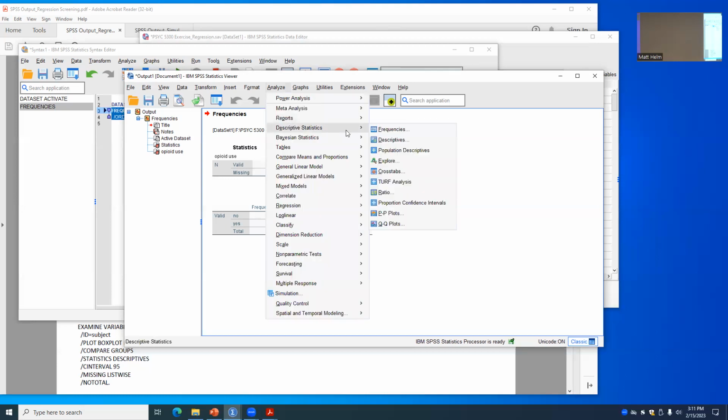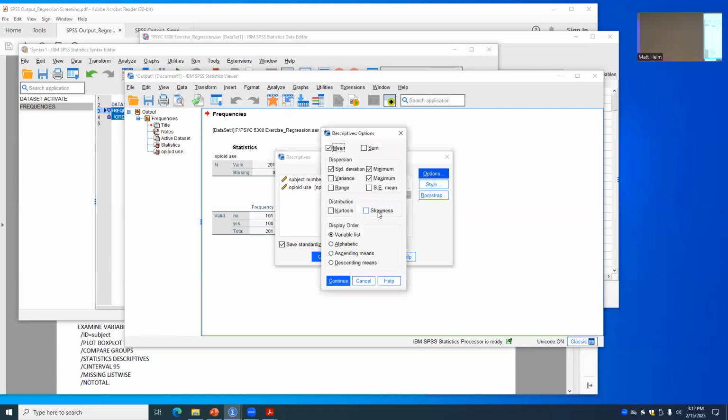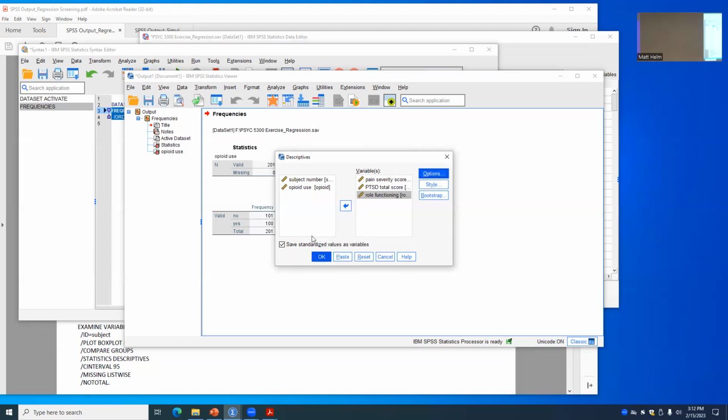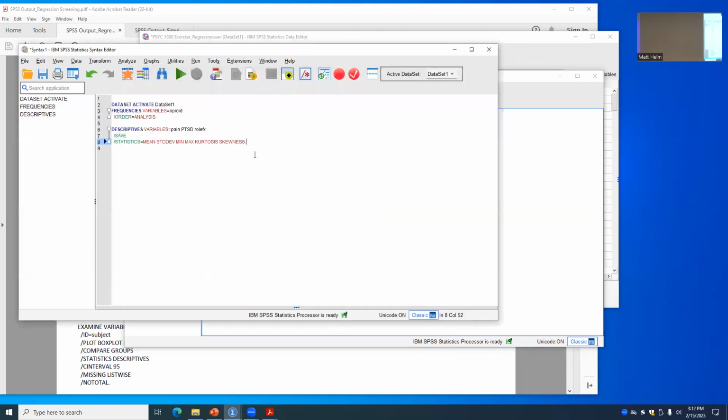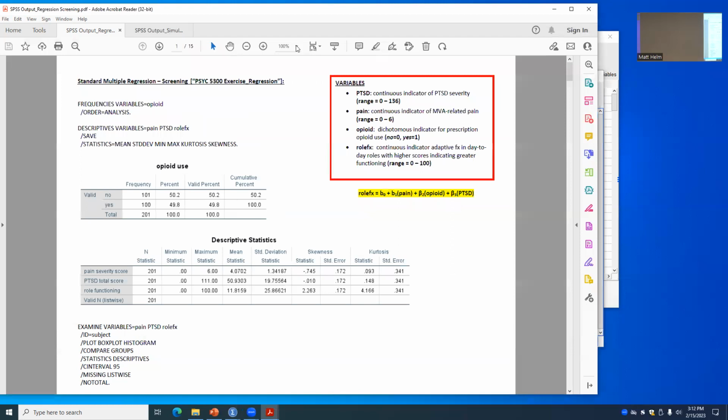We're going to go to analyze, descriptives. We're going to look at pain severity, PTSD, role functioning, SAFE standard scores, skew, kurtosis. This is muscle movement for you all at this point in time. Go ahead and paste that. Go through, take a look. Let's get through this.